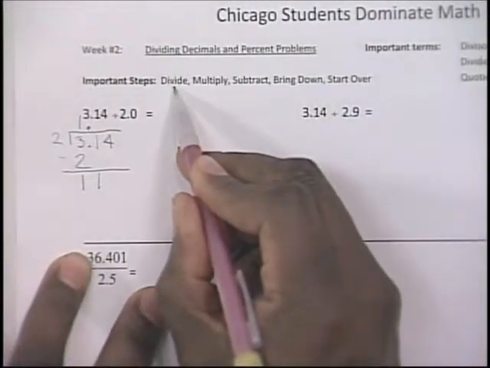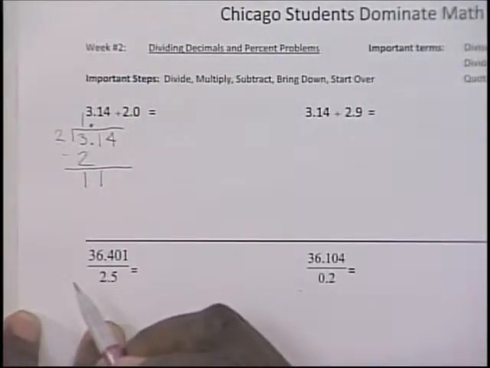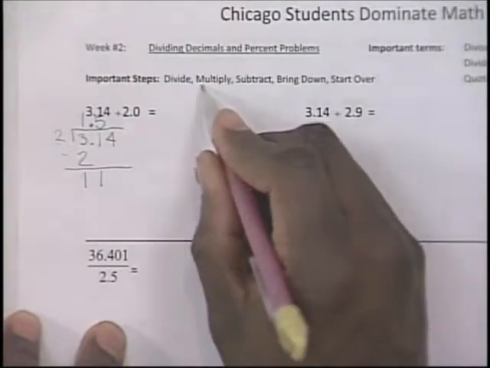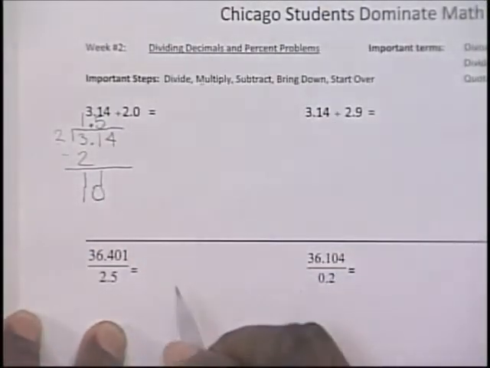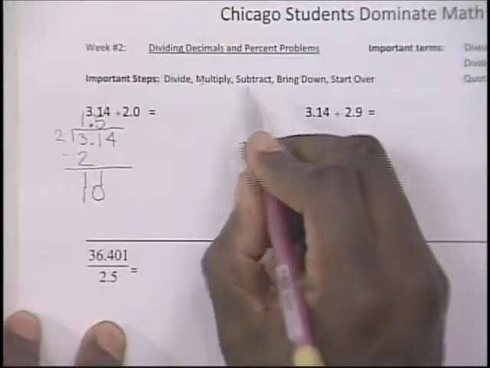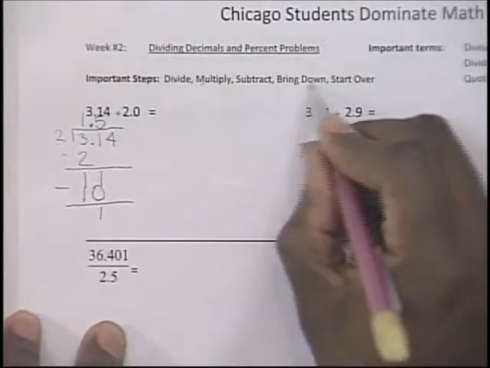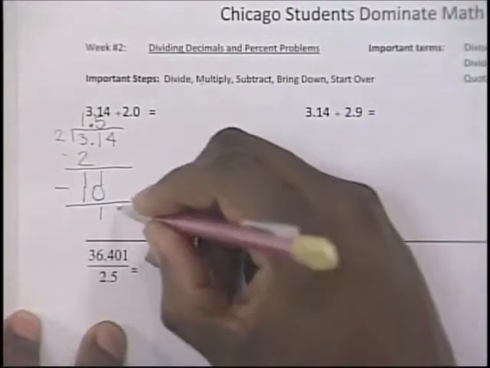Let's divide again. How many times does 2 go into 11? It goes in 5 times. We put the 5 there. Now let's multiply. 5 times 2 is 10. Then let's subtract. We subtract 10 from 11. We get 1. And we bring down. We're going through the same steps over and over again. We bring down the 4.